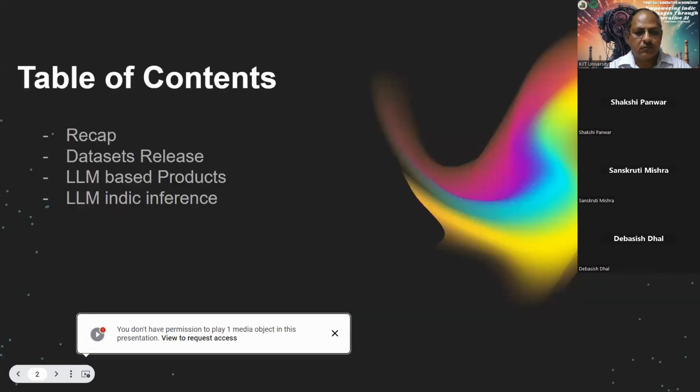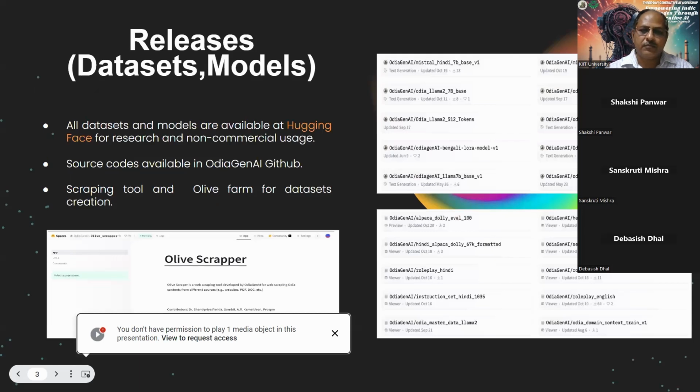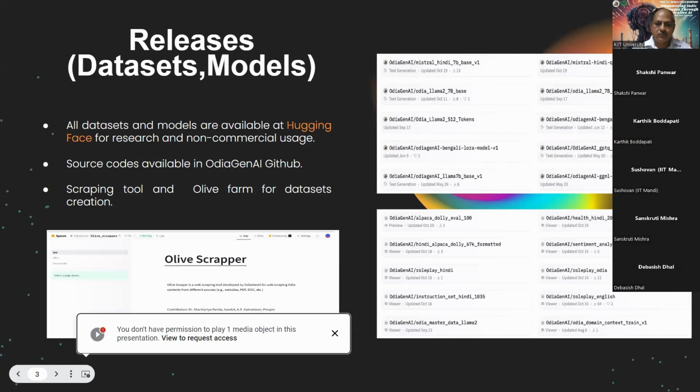So let's start with our first slide on releases. At Odia Generative AI, we are dedicated to advancing research and innovation in natural language processing. All our datasets and models are available on Hugging Face for research and non-commercial use, reflecting our commitment to open science. Additionally, our source code can be found on the Odia Generative AI GitHub repo, and this includes our scraping tools and OLIVE framework for dataset creation. By providing these resources, we aim to empower the research community and drive further advancement in LLMs.